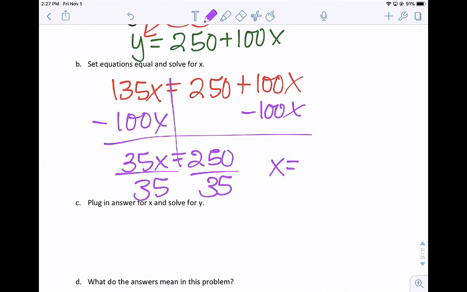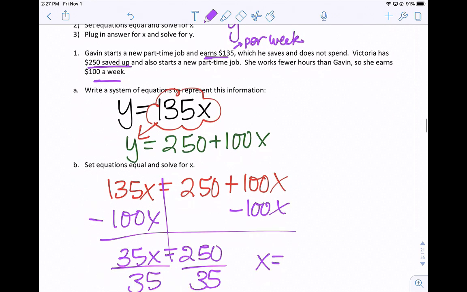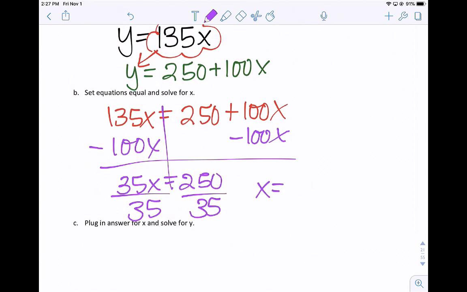Okay, so let's take a look at that. 35. Oh, that's not very nice. Let's see. Oh, that's fine, I guess. All right, so 250 divided by 35. Okay, so we get about 7.143. So I should change these to wavy lines. Okay, so there it is.